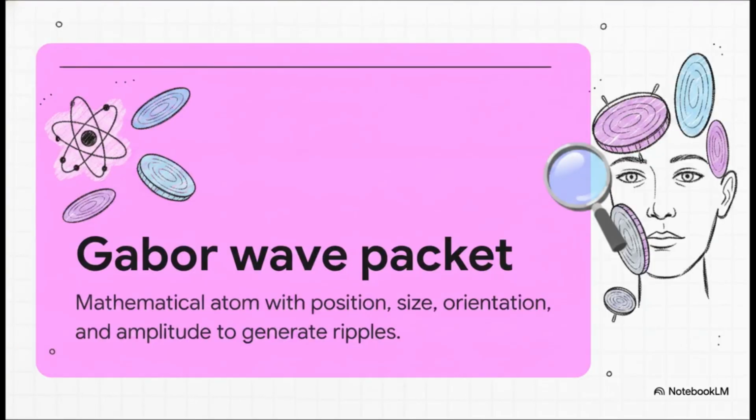So the absolutely crucial thing to understand here is the Gabor wave packet. You can think of a Gabor wave packet as a mathematical atom. Each one carries specific instructions: where to be, how big to be, what direction to face, and how fast to vibrate. It's basically the math equivalent of a vibrating drumhead. And here is the kicker. 256 of these vibrating mathematical drumheads are all we need to build a completely recognizable human face.